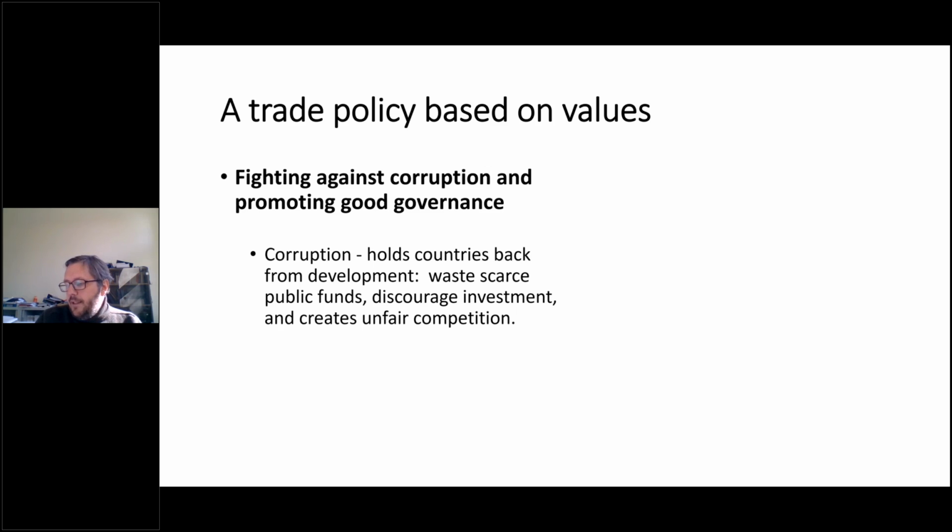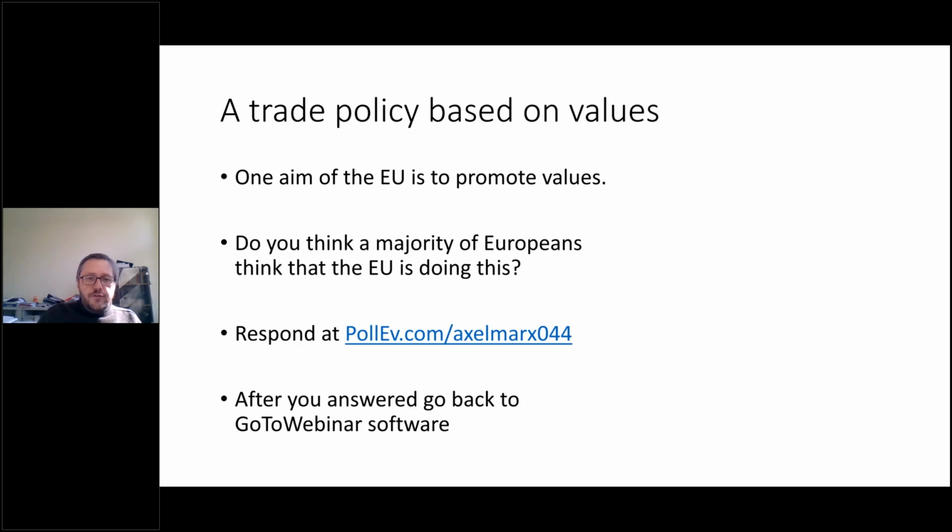Now, maybe before we start the next part of the lecture, it's also good to think a little bit about whether there is a belief among citizens of the EU whether this integration of values in trade policy is really taking place. And here we go to our first question I want to ask you through Poll Everywhere, is that do you think a majority of Europeans think that the EU is doing this?